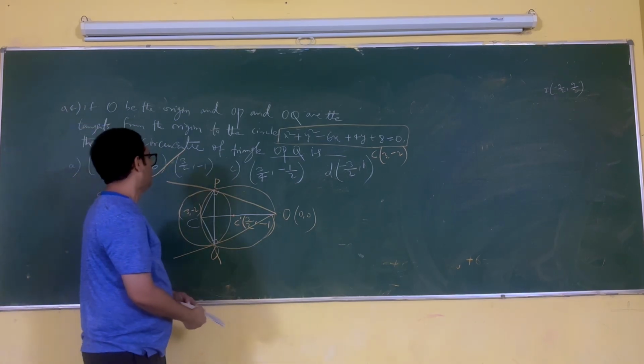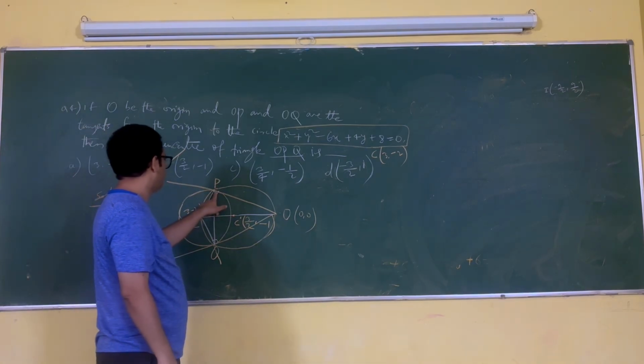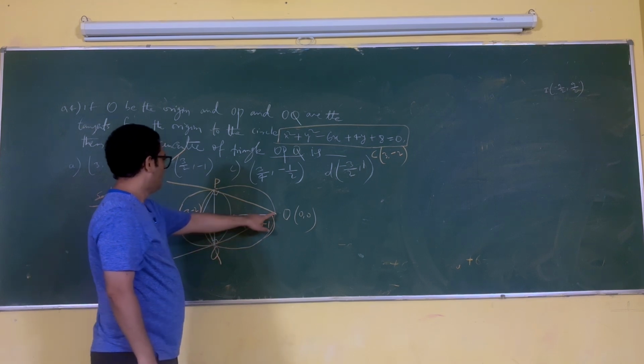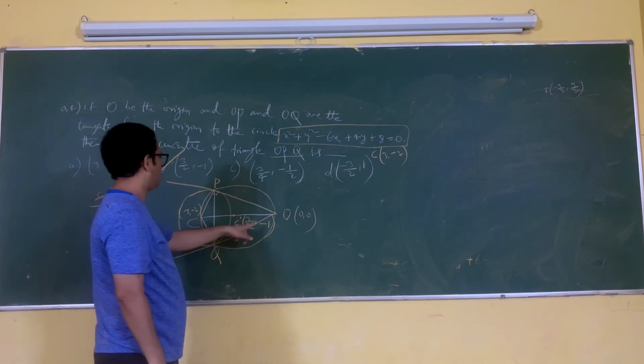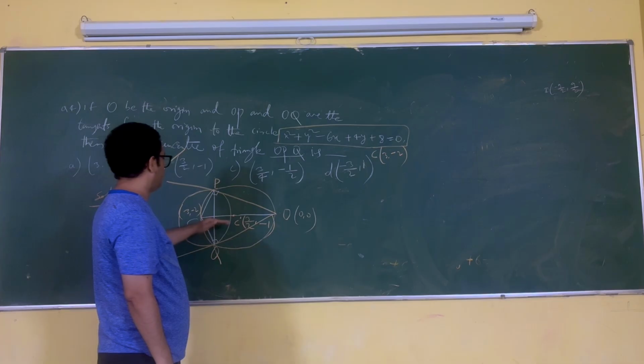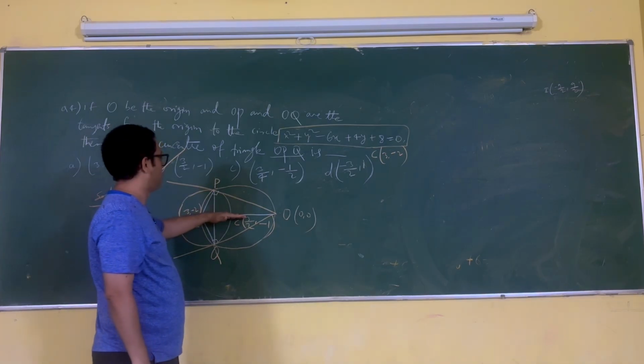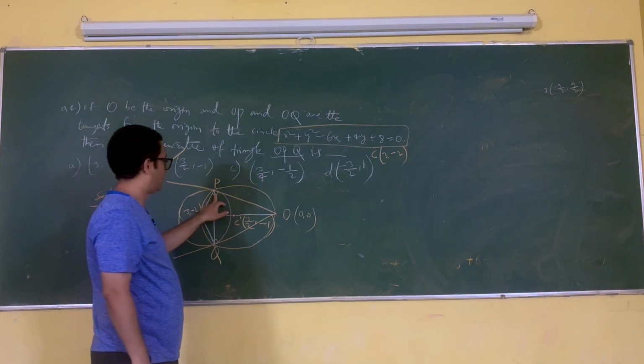Because here, once we draw the tangent, it will pass through all the 4 points, and this becomes the diagonal. Why? Because a 90-degree angle is made at the circle.